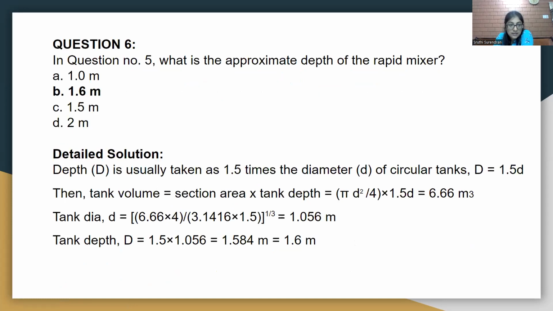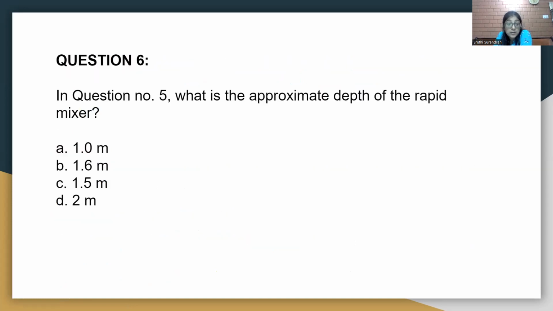It is 1.5 times the width of the tank, otherwise the diameter of the tank. If the tank is rectangular, it is 1.5 times the width. If it is circular, it is 1.5 times the diameter. So using that value, we can find out the depth of the tank.